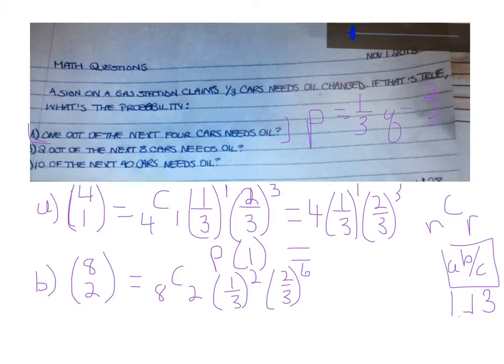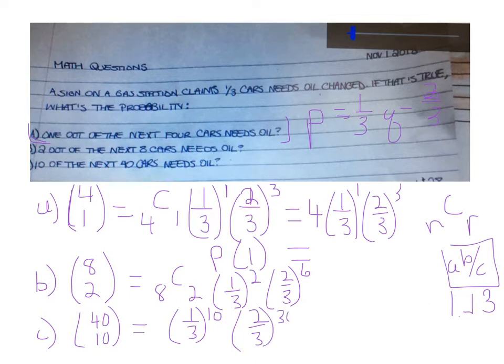And then 10 out of the next 40. So again, it's just the same idea. 40 choose 10. And you want 1/3 probability for 10 of those cars, and 2/3 probability for the remaining 30 of those cars. So I hope that helps in terms of question 1, and I'm going to flip the page and go on to question 2, and I can see this is going to be a long video, so I will definitely split it up into 2 videos for you, okay?